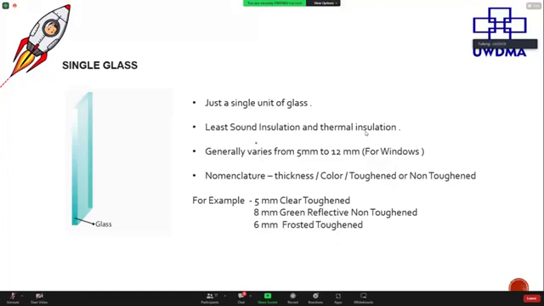The nomenclature, how these glasses are normally named. When we see any quotation or production sheet, the nomenclature followed for single glass is: first you mention the thickness, then the color, as I explained yesterday about clear, reflective, tinted. If it's reflective, then which color reflective, then toughened or non-toughened.